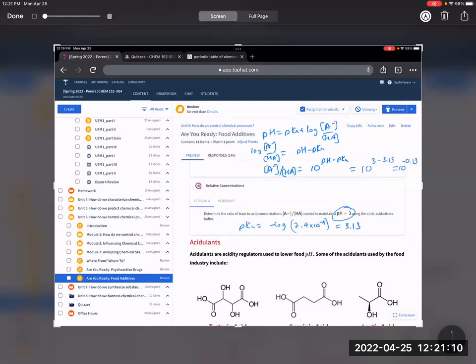What this means is A minus over HA is 1 over 10 to the power of 0.13. For every 1 A minus, we have 10 to the power of 0.13 of HA. So 1 over 10 to the power of 0.13 is 0.74.